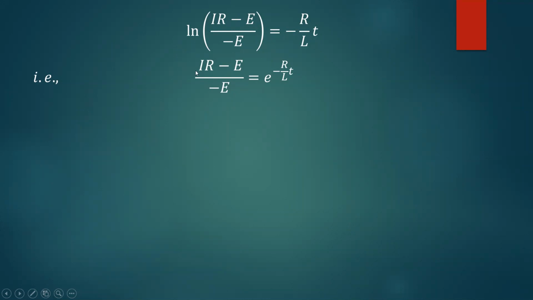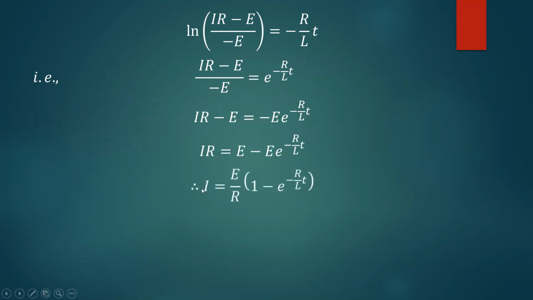Next are the mathematical steps to solve for I. Finally, we need the expression for I. Take this minus E to the other side. So you will get IR minus E is equal to minus E into e to the power minus R by L into t. Simply, this is cross multiplication. Take this E to the other side. You will get IR is equal to E minus E into e to the power minus R by L into t. Then take R to the other side. E is the common factor. You will get I equal to E divided by R into (1 minus e to the power minus R by L into t). What is this E by R? E is the battery voltage divided by resistance.